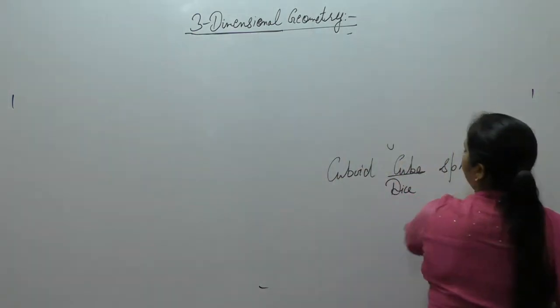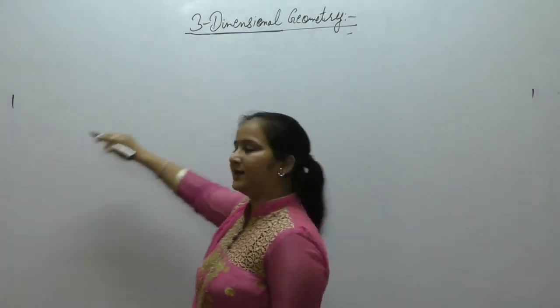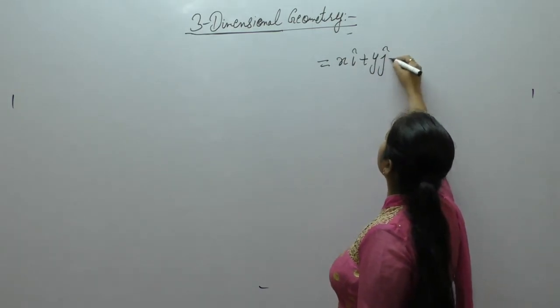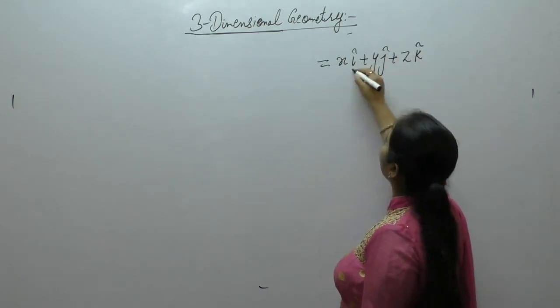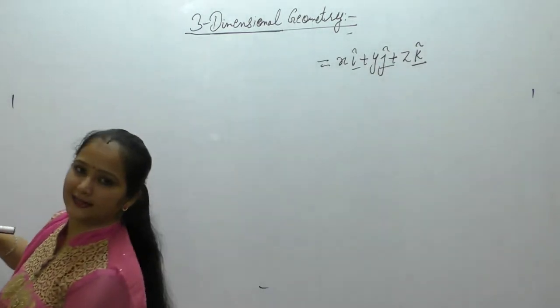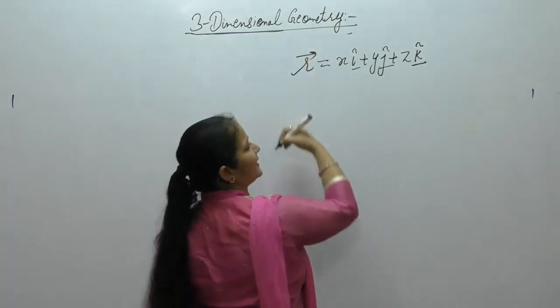If I want to write the vector for a point, then I will write it as xi plus yj plus zk. i cap, j cap and k cap are unit vectors along the x, y and z axis. So if I want to write it in the vector form, then I will write it as this.